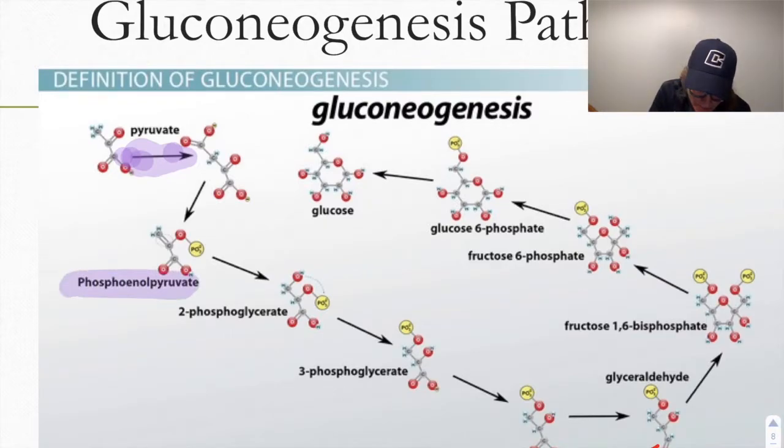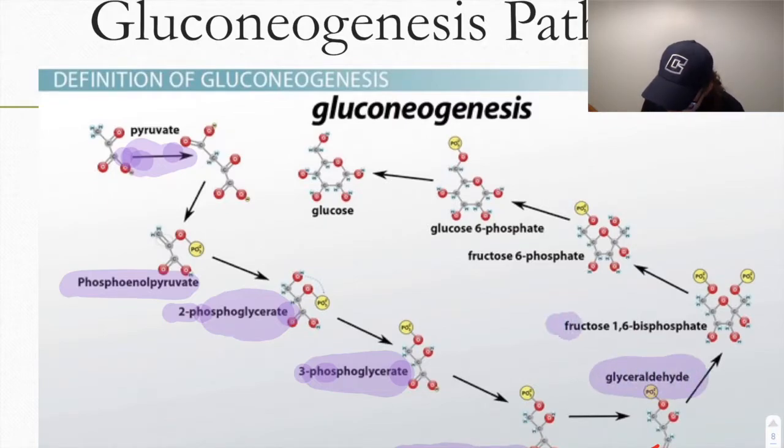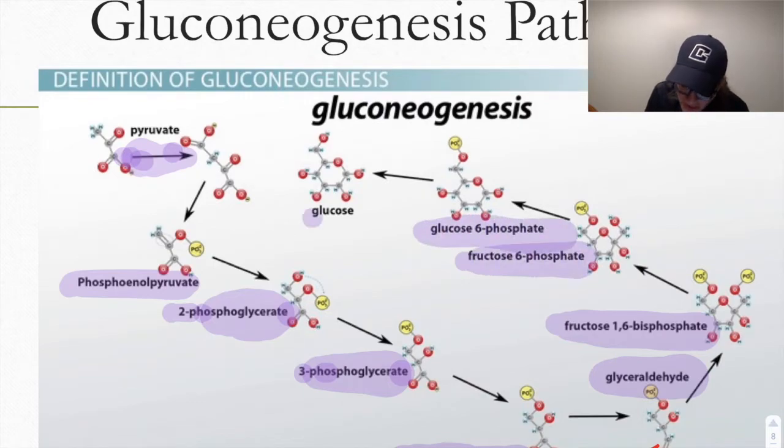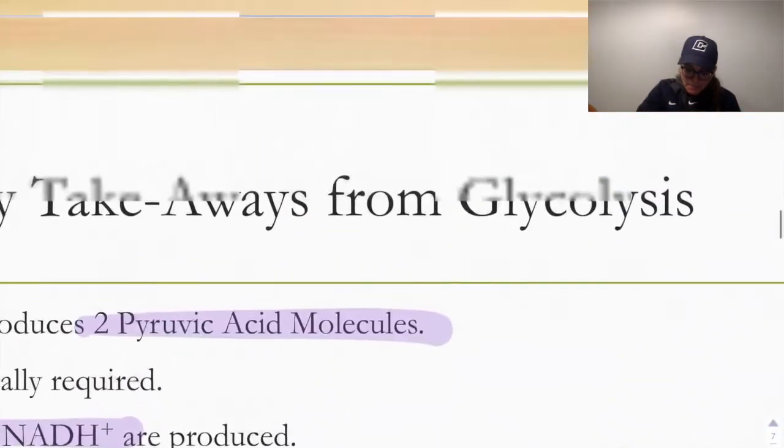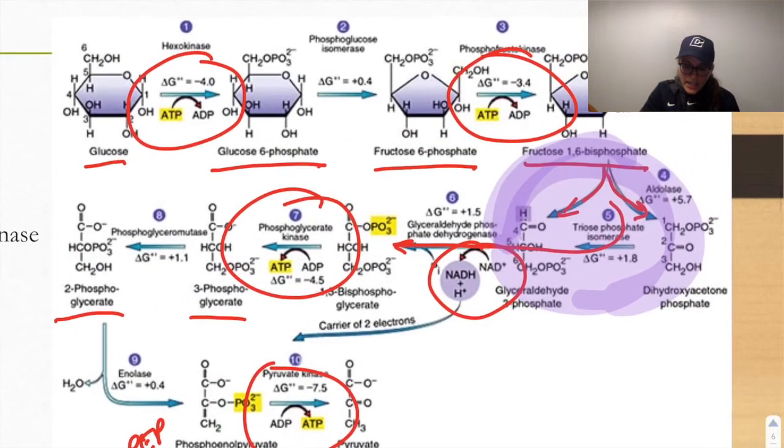From there, it gets into the PEP that I mentioned earlier, 2-phosphoglycerate, 3-phosphoglycerate, 1,3-bisphosphoglycerate, glyceraldehyde, fructose 1,6-bisphosphate, fructose 6-phosphate, glucose 6-phosphate, and glucose. All right, again, very, very similar to what we saw before. But a couple things. And I'll scroll back up at our former drawing of glycolysis just to point things out.